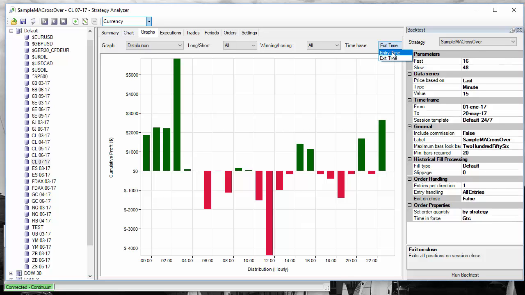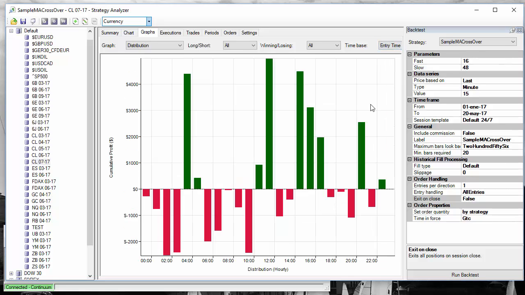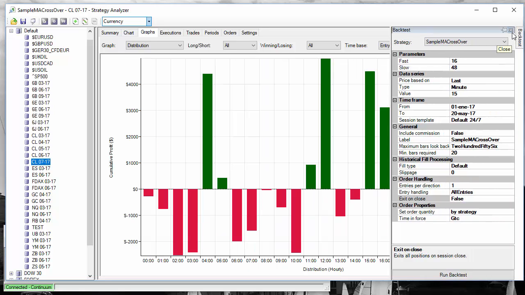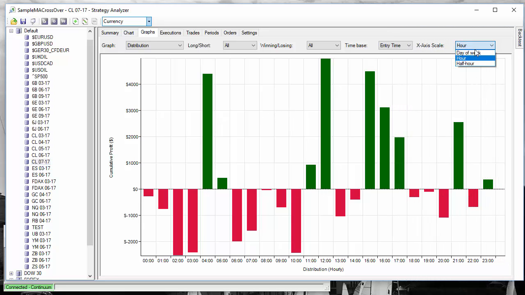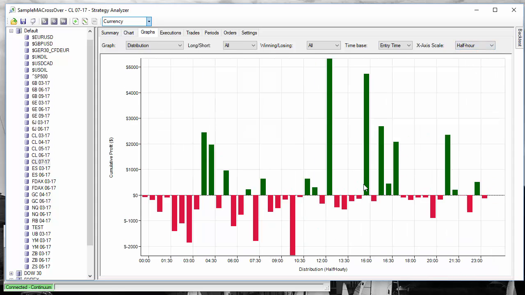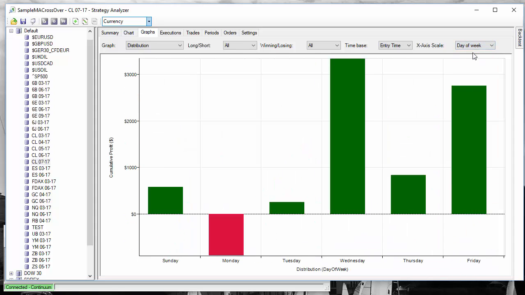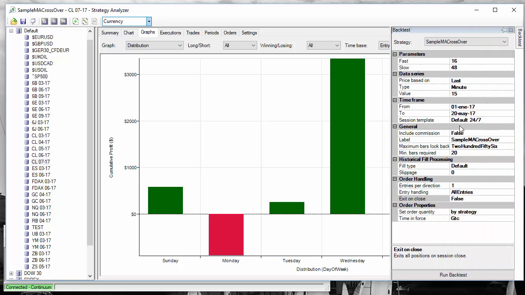We can also look at several other features on the performance, like the entry time profile. So we may find a pattern showing which are the best times to trade a setup. This is the entry time in hour. We can also look at half hour and also day of week. It took some trades on Sunday because the session template is 24/7.